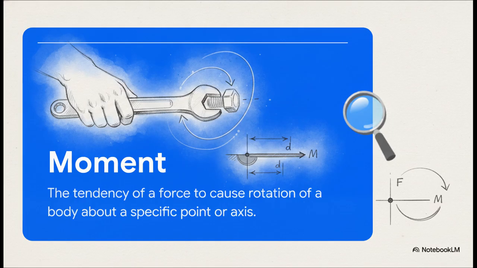And the formula is beautifully simple. The magnitude of the moment just equals the force, multiplied by the perpendicular distance from the pivot point. Basically, if you want more turning power, you either push harder or you get a longer wrench.